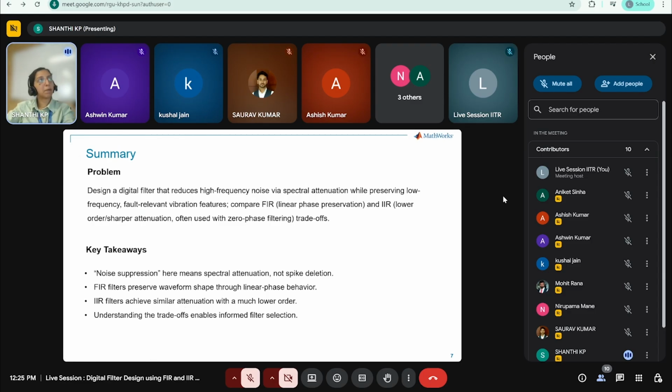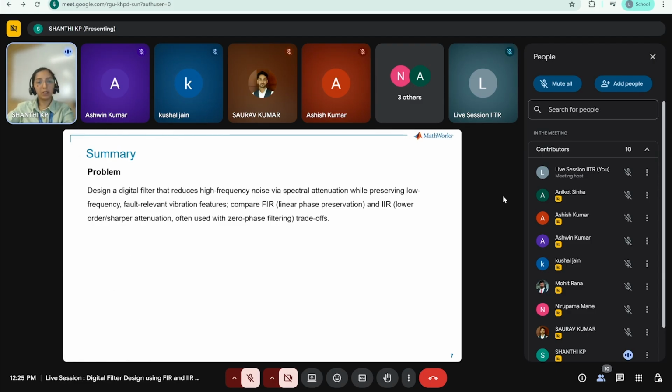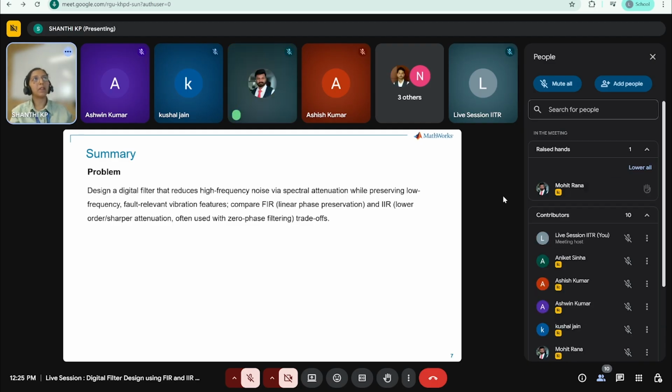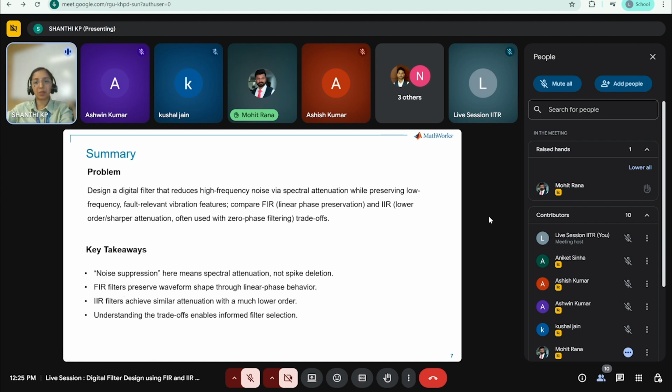So to summarize what we did today, we designed a digital filter that reduces high frequency noise while preserving low frequency components, and we compared the FIR and IIR filters. So what are the key takeaways from this exercise?